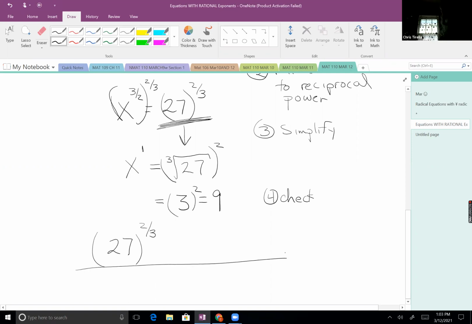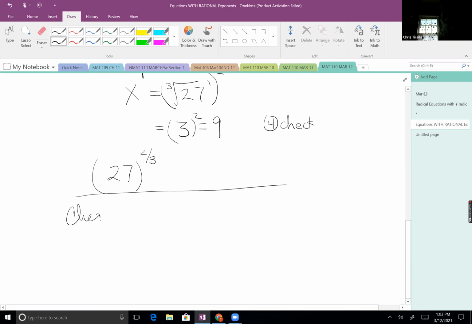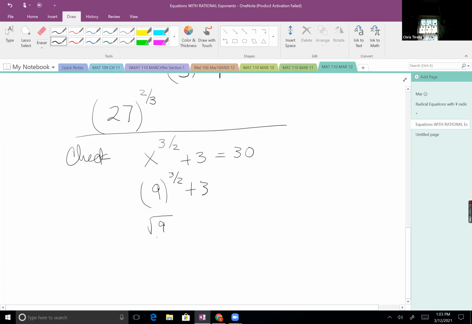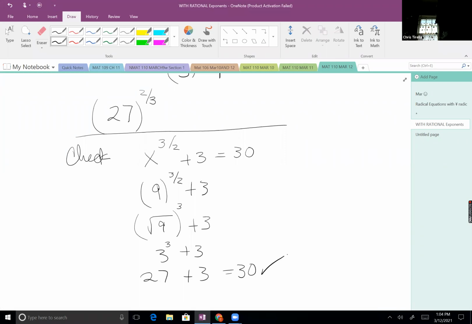So now let's do our check. Our check, x to the 3/2 plus 3 has to equal 30. Well, 9 to the 3/2 plus 3 would be the square root of 9 cubed plus 3, would be 3 to the 3rd plus 3, or 27 plus 3 equals 30, and it checks. So far, so good.